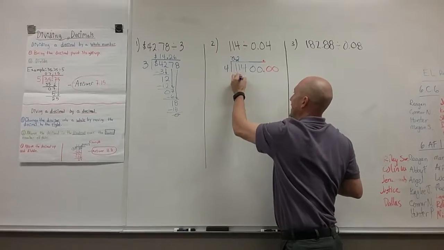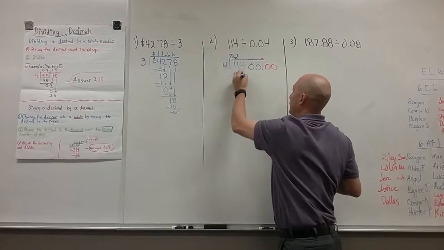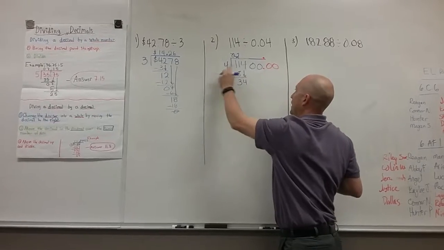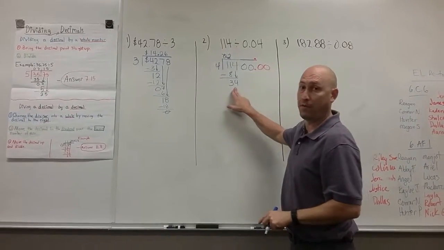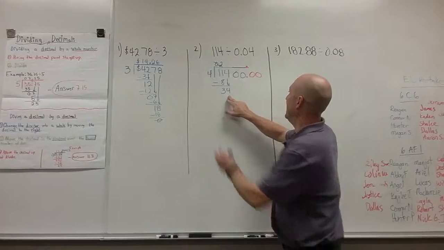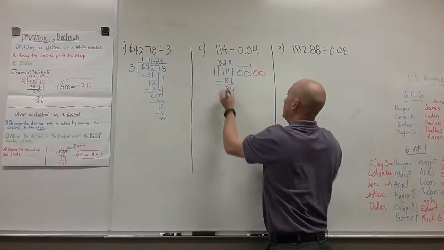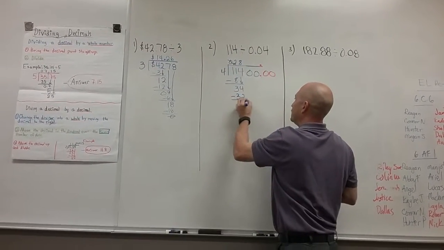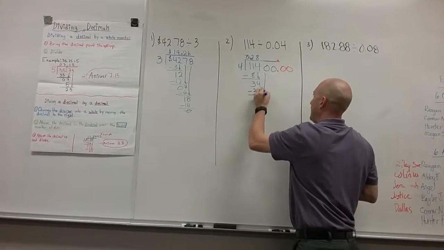2 times 4 is 8. 3 left over. Bring down my 4. Now, how many 4s go into 34? The answer is 8. 8 times 4 is 32. I subtract and I have 2 left over.